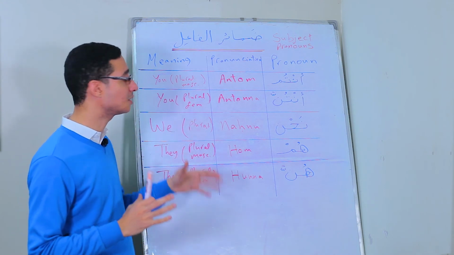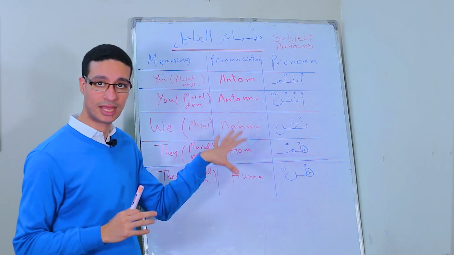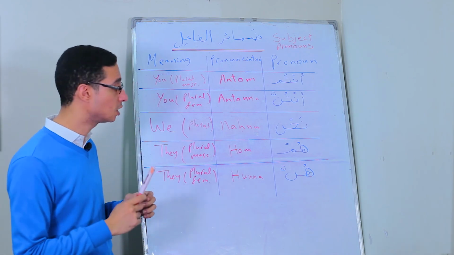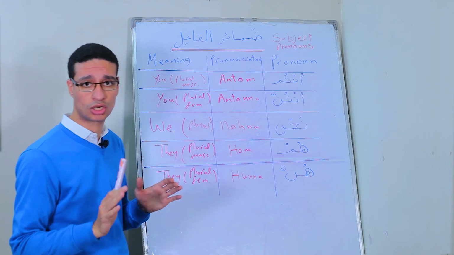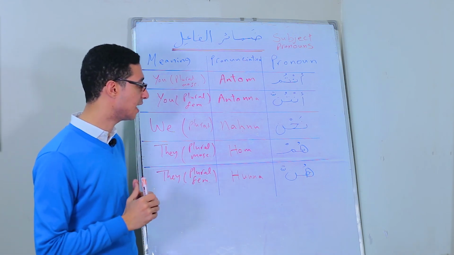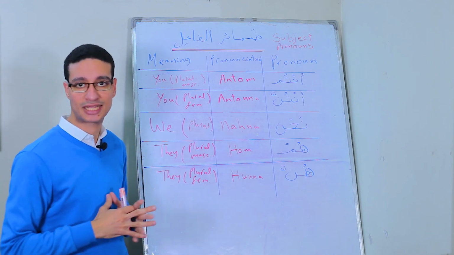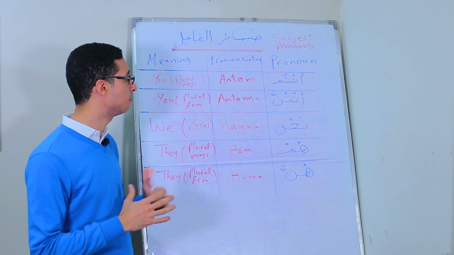I know they are a little bit tricky, but by the way, not all of them are used in the dialects. Especially the dual, and antunna and hunna are not used in most of the dialects, but these are all the subject pronouns in Modern Standard Arabic, and we are going to discuss them in other videos in some other dialects.